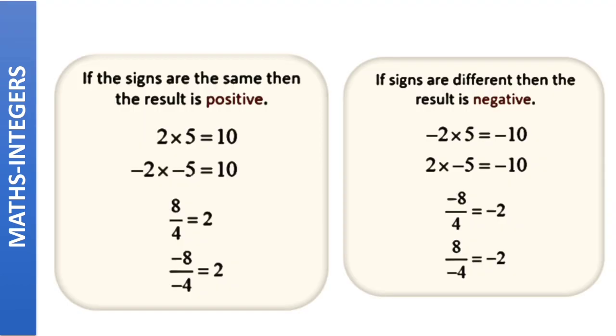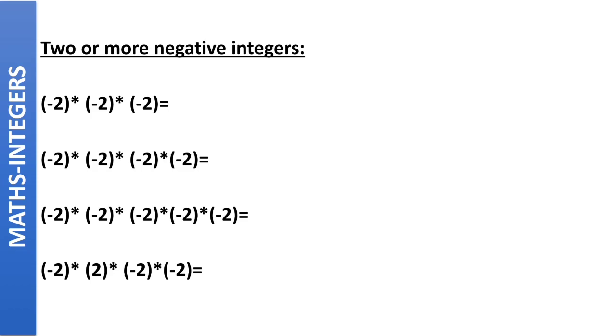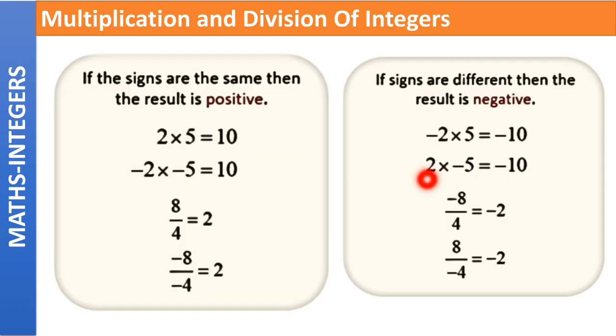Is it clear, class? The same rules apply to both addition and subtraction. Next topic is multiplication and division of integers. Now we have completed addition and subtraction. Now we have come to multiplication and division. In case of multiplication, if the signs are same, then the result is positive. If the signs are different, then the result is negative. We know this, right? We have been learning about this from the first class.